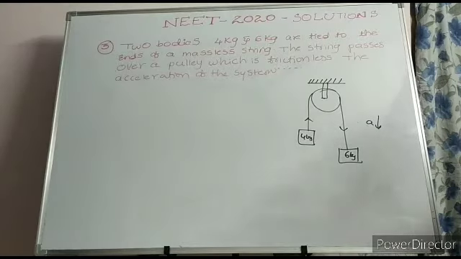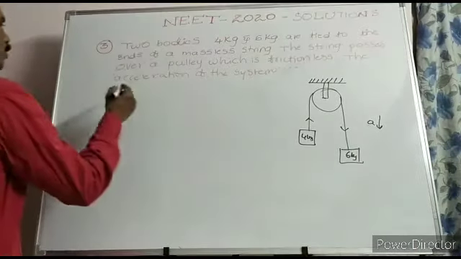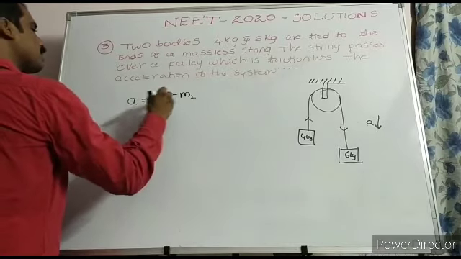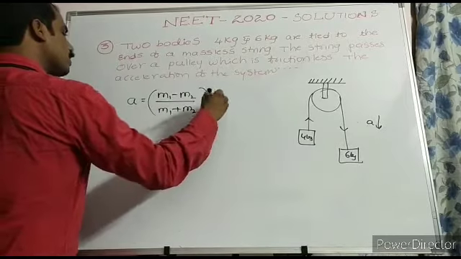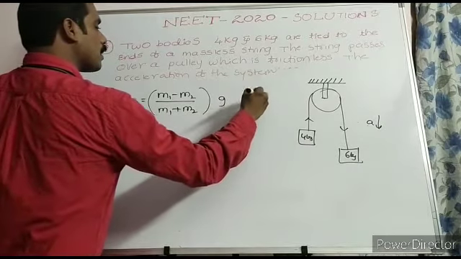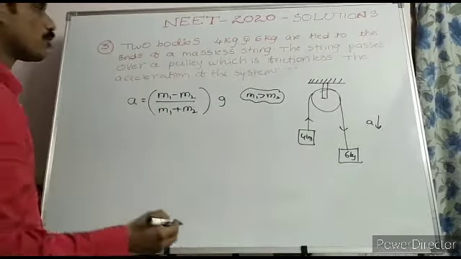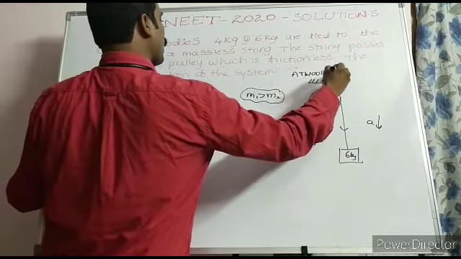Here we have two bodies, 4 kg and 6 kg, tied to the ends of a massless string. The string passes over a pulley which is frictionless. The acceleration of the system is? We know the expression for acceleration is equal to m1 minus m2 by m1 plus m2 into g, as m1 is greater than m2. We will go through the Atwood's machine.